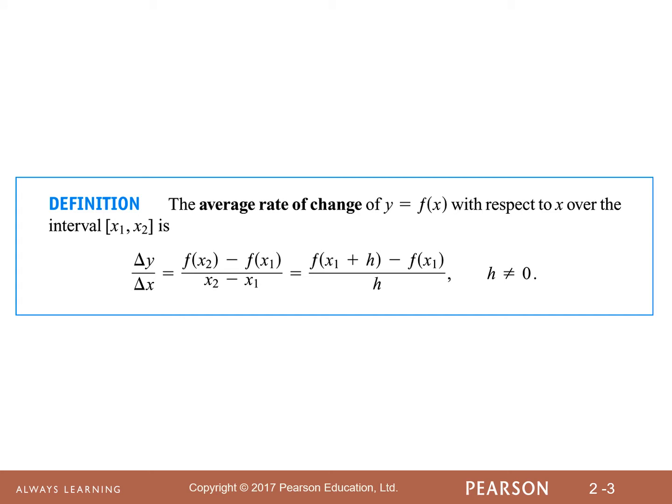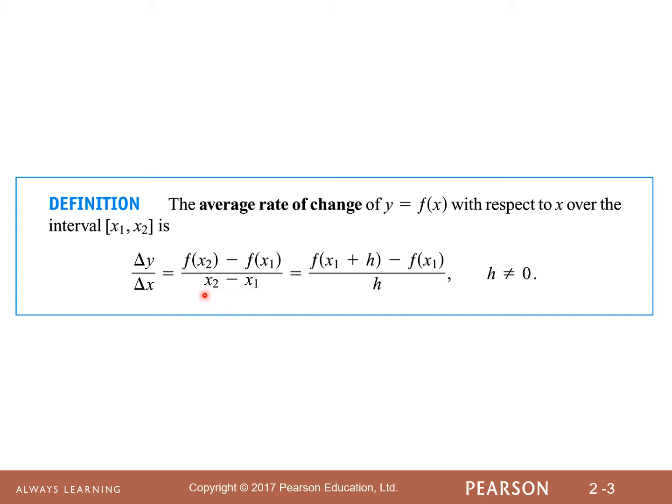You can see over here what we have is something that we did last time, so I'm not going to stay too much here. Delta y divided by delta x is equal to f of x2 minus f of x1 divided by x2 minus x1. Okay? And of course, f of x plus h minus f of x1 divided by h. Why? Because the difference between x2 and x1 is h.